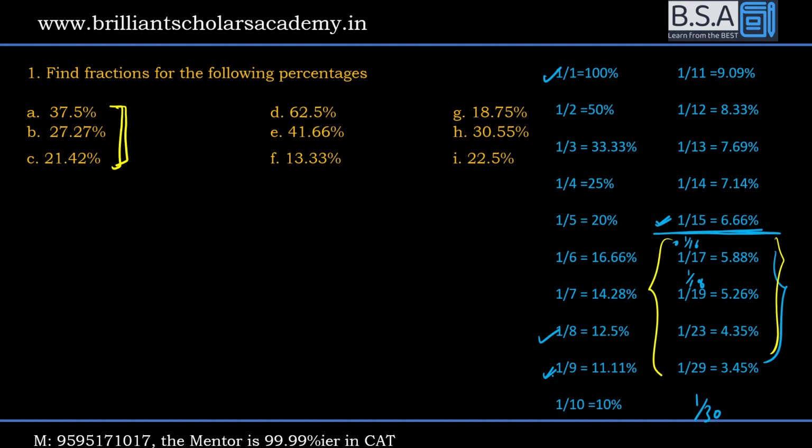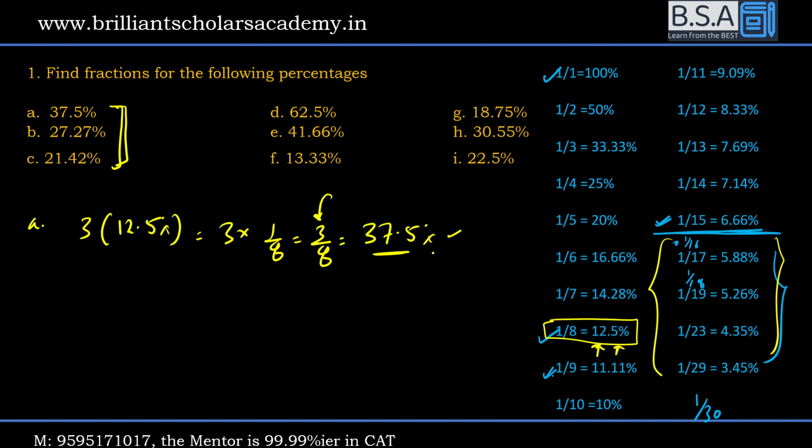And again, with practice, you can remember these derived results as well. These are very common, 37.5%, 13.33%, 41.66%, very common. If I talk about B, do you get this feeling that both numbers are multiples of 9?